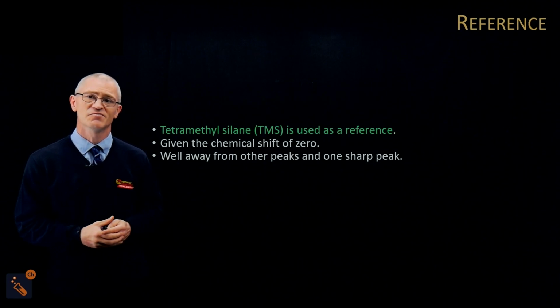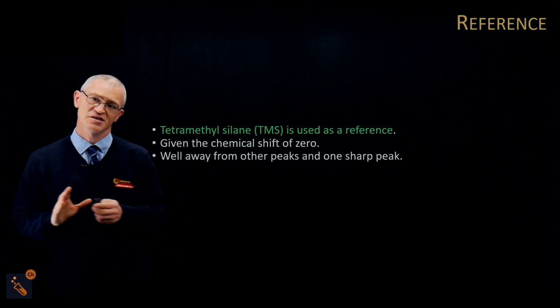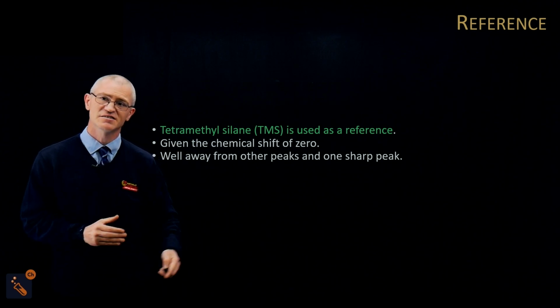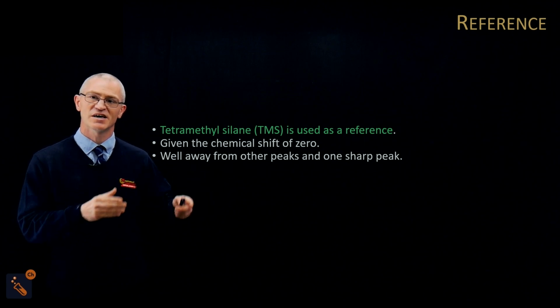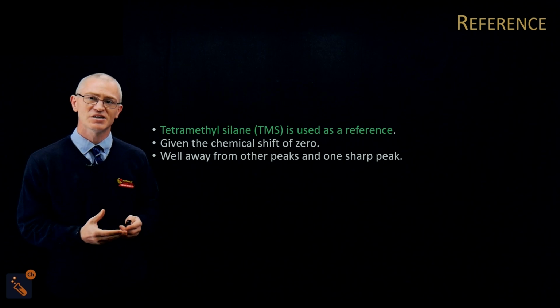The next one is a reference. So we need a reference in NMR that everything comes off. So basically a reference is set to 0 and everything comes off that. And the reference we use is tetramethyl silane. Now tetramethyl silane is well away from other peaks and is one sharp peak.